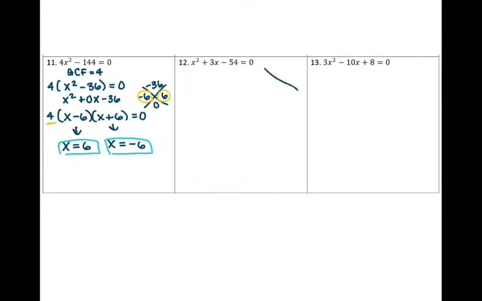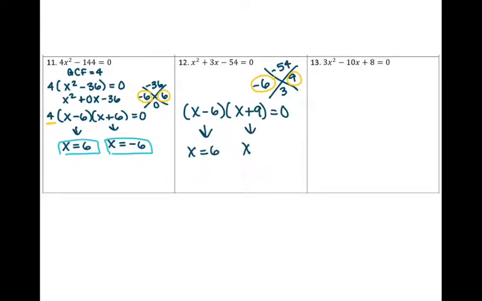Number 12. Let's find two numbers that multiply to negative 54 and add to 3. Let's think. I'm going to go with 6 and 9 and hope for the best. 6 and 9 does multiply to 54, so that's good. I'm going to make my 6 negative. Good. So negative 6 plus 9 is going to give me that positive 3. A is 1, so I'm going to jump to my double bubbles. x minus 6, x plus 9 equals 0. First answer is 6. Second answer is negative 9.